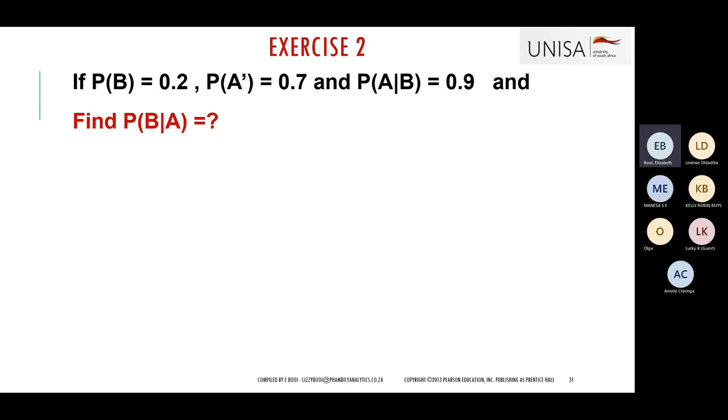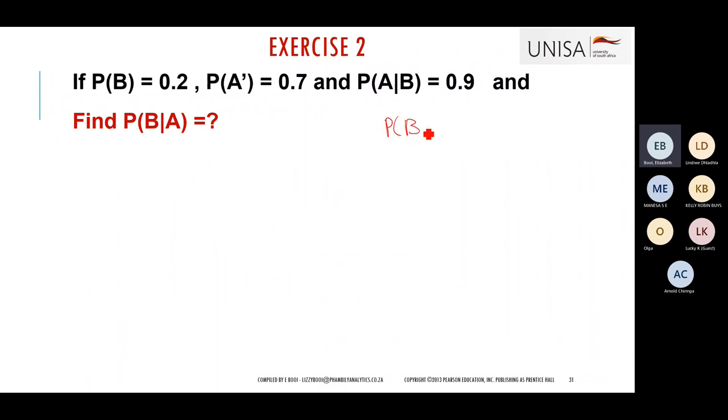Find the probability of B given A. So the first step is to write the formula for the question they have asked you. It's always important to first write the formula, because I know what the question is asking, and I know what I'm given, because everything is already there. I don't have to rewrite it. I'm asked to calculate the probability of B given A. So the first thing I need to do is to write this formula.